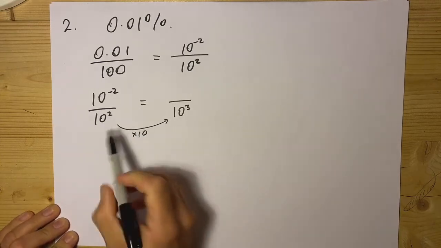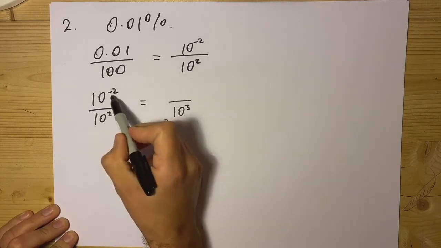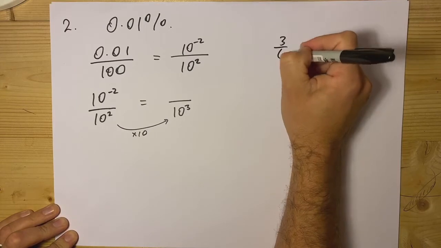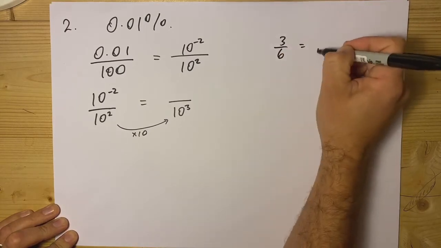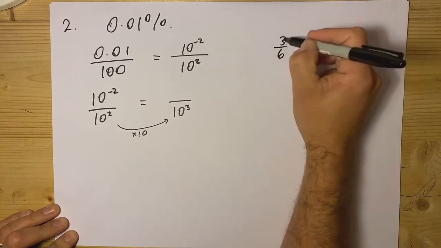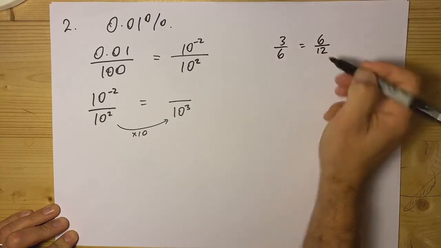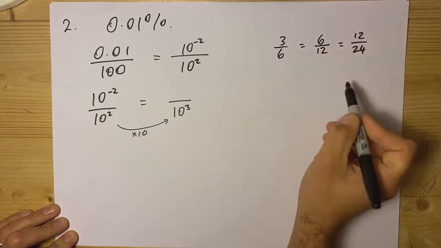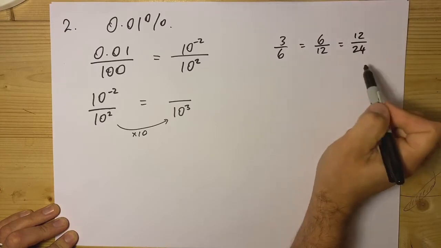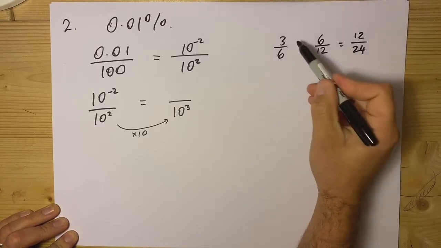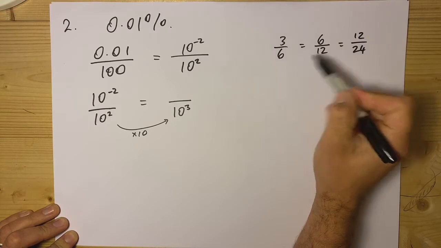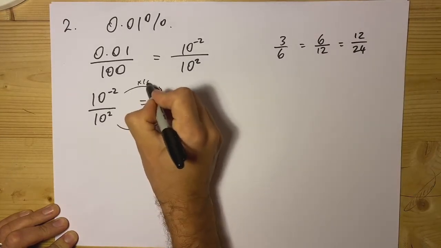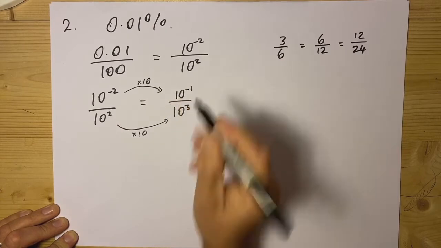Now with a fraction, whatever you do to the bottom, you have to do to the top in order to keep it the same. So trivially, we could think of 3 over 6. If I multiply the bottom by 2, make it 12, I have to multiply the top by 2 to keep it equal. Same again, if we multiply the top by 2, we have to multiply the bottom by 2. So all these are equal. So whatever we do to the top, we have to do to the bottom in order to preserve the equal sign. So therefore, we need to multiply this by 10, which gives us 10 to the minus 1.